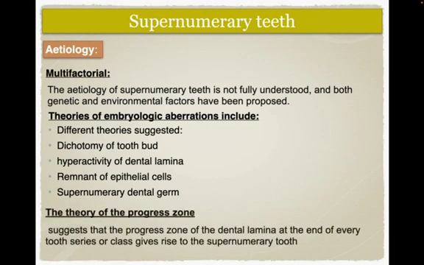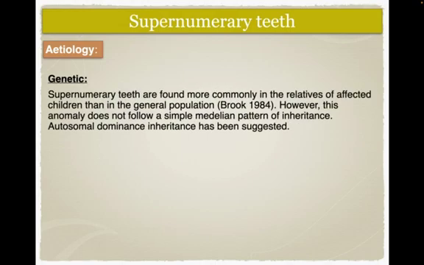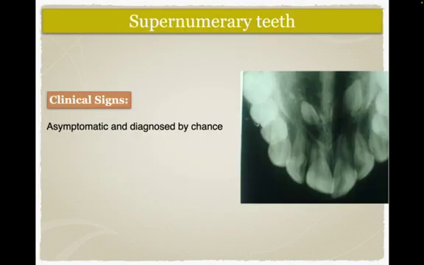The other theory is called the progress zone theory, which suggests that the progress zone of the dental lamina at the end of each tooth series gives rise to the supernumerary tooth. So, for example, we more commonly see a supernumerary associated with the lateral incisors, because it's the last of the series of incisors, and the second premolar and third molar, because they are the last tooth in each series. As we mentioned, genetics is a factor in the etiology of supernumeraries. It's multifactorial, again, genetic and environmental.